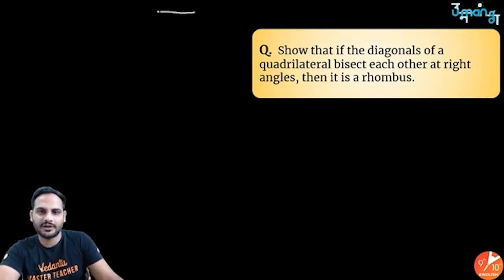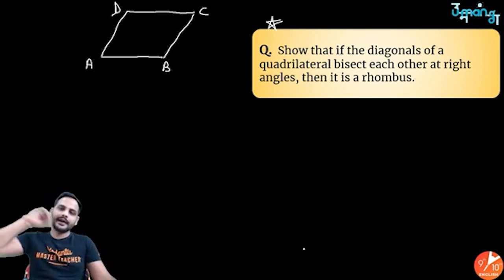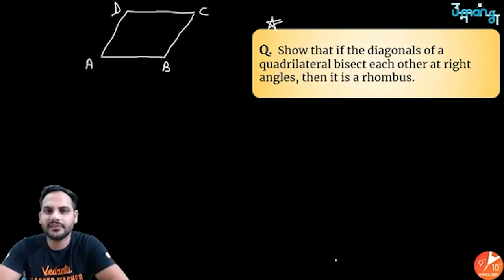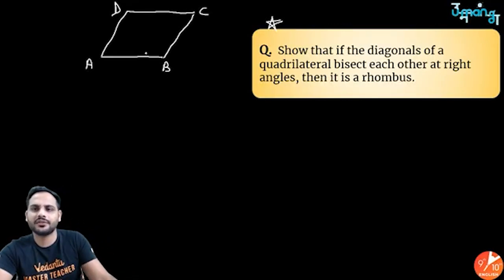Okay, so suppose you have ABCD is a quadrilateral. This question is very important. Suppose ABCD is a quadrilateral. We don't know what it is, and I have to prove it to be a rhombus. Now look, since it is given as a quadrilateral, and the only thing which we know is the diagonals of the quadrilateral bisect each other at right angles. So these two diagonals are bisecting. That means diagonals are bisecting each other, and that too at right angles.